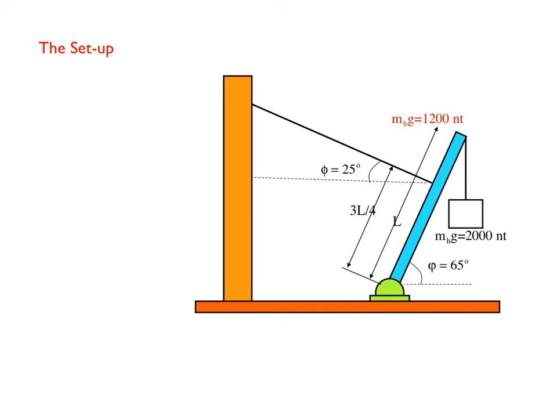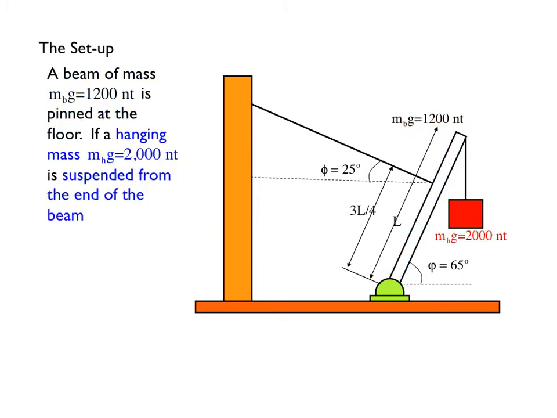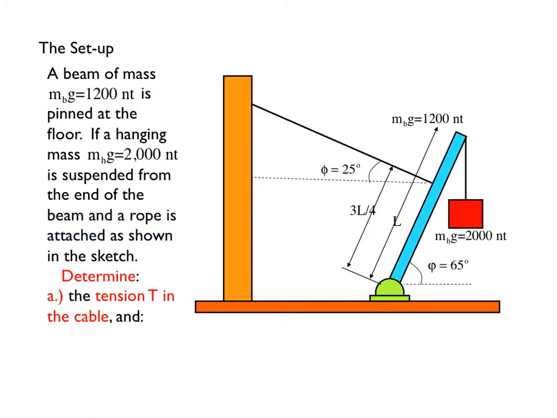So here's our rigid body. It's comprised of a pinned beam of known mass. It has a hanging weight of known mass attached to the end. And there's a cable that comes in at right angles to the beam that's holding the beam up. We'd like to know what the tension in the cable is, and what the forces are that are acting at the pin.